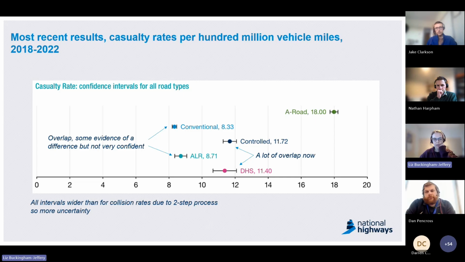So we're saying there's no evidence that these underlying casualty rates for these road types are different. There's still some overlap between the casualty rate of the conventional motorways and the all-lane running motorways. So there's some evidence of a difference, but we're not very confident, so we're being cautious in the conclusions that we make there. We haven't got any evidence that those are different.